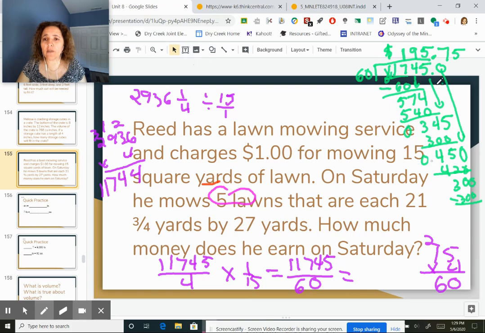6 goes into 45 7 times. 6 times 7 is 42. 450 minus 420 gives me 30. Bring down another 0, and that gives me 300. 6 times 5 is 30, so 60 times 5 is 300. 300 minus 300 is 0. So it gives me $195.75 is how much money he's going to earn on Saturday. Whew, we're finally done with that one.